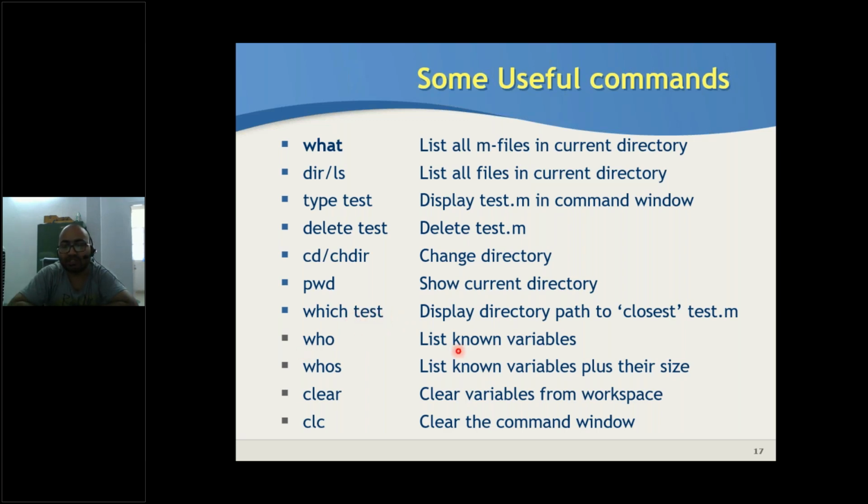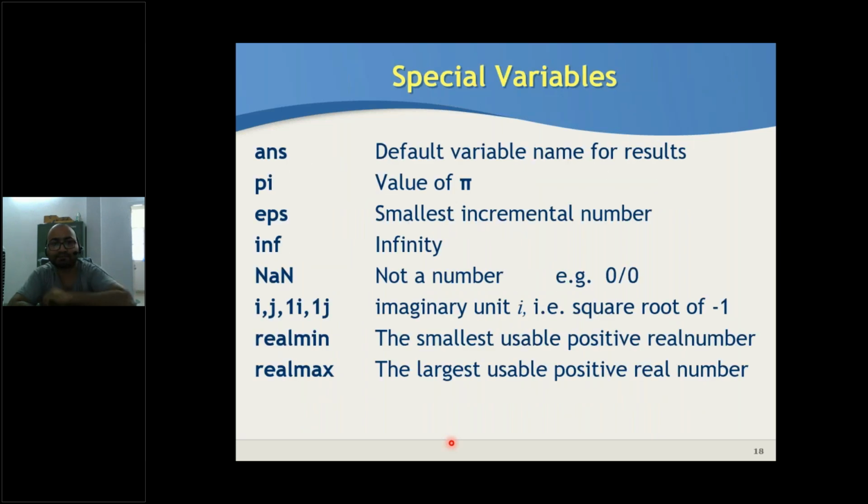who will display the list of all the known variables, whereas whos will list the information regarding their size, their values, all the information which is available in the workspace. Clear will clear the workspace, and clc I already discussed.